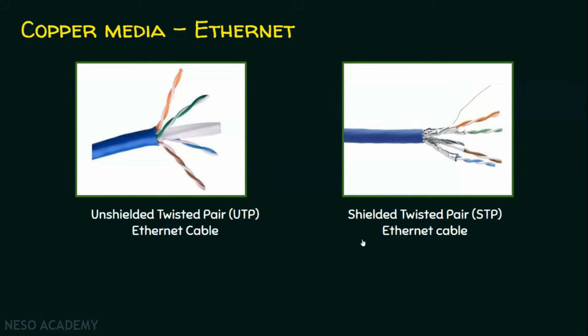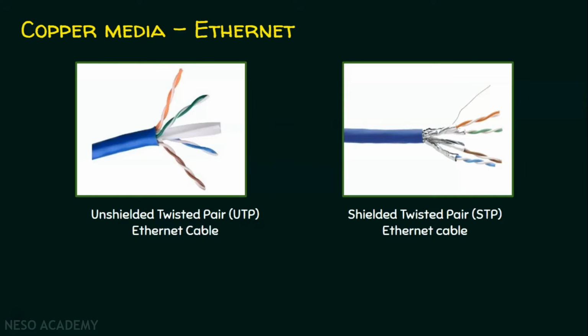Why do we need metallic shielding? This UTP cable is prone to electromagnetic interference and radio frequency interference. So data transmission can be affected because of these interferences. Electromagnetic interference or radio frequency interference will not have much impact on data transmission using STP. Why? Because it has a metallic shielding and it protects the data transmission.